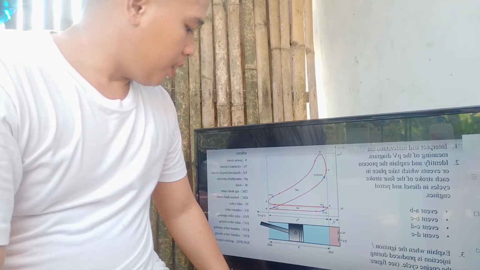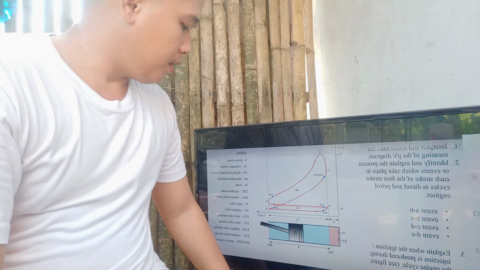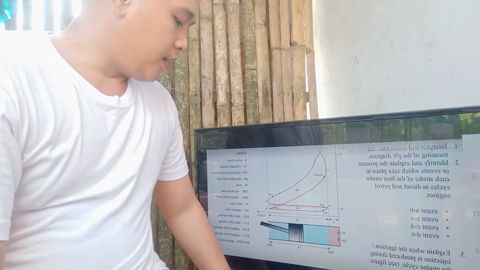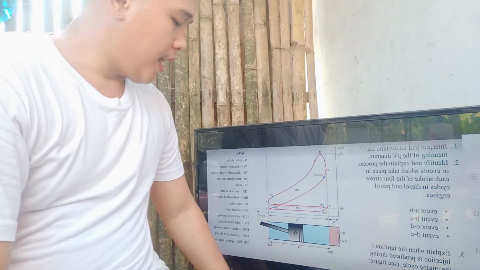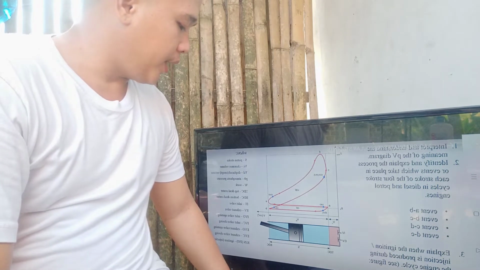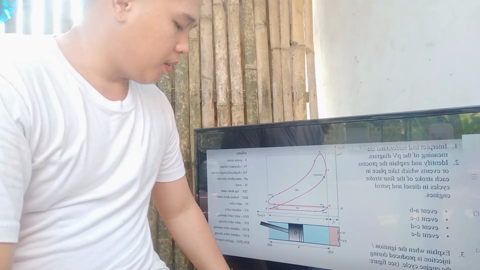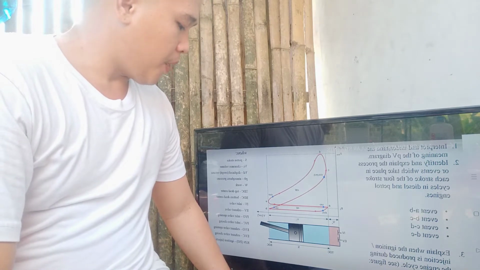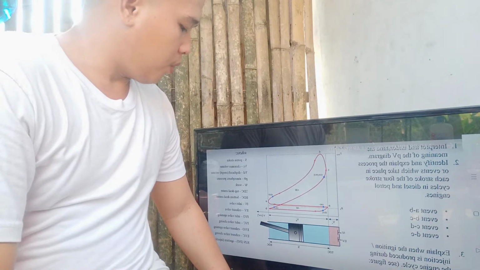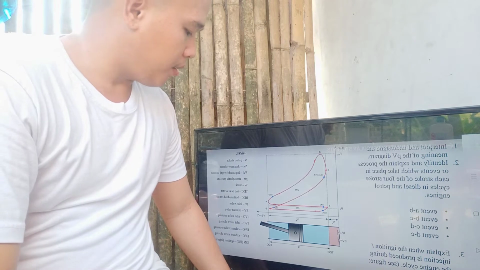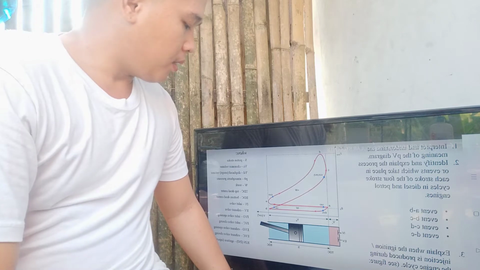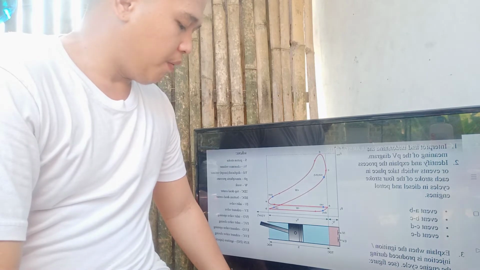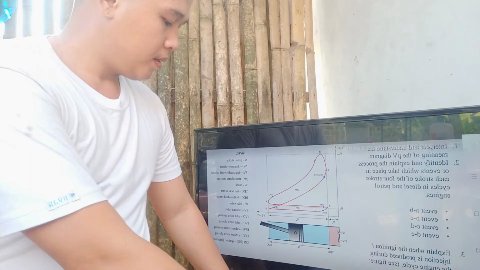Notice that the timing of the intake and exhaust valve have advance and delay related to the position of the piston. For example, the intake valve is opening during the exhaust stroke of the piston and is closing during compression stroke. At the same time, when the intake stroke is starting, the exhaust valve is still open for a short while. The opening of the exhaust valve is done before the power stroke has finished.